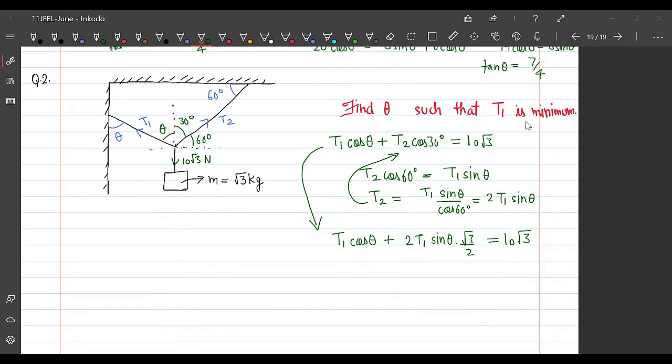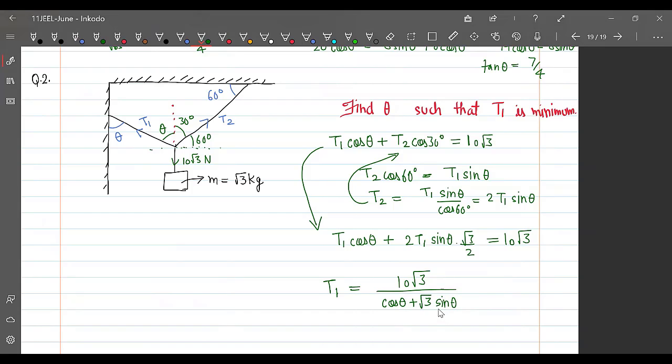Bad network connection today. Anyways, so T1 cos theta, I have put T2 here. So T1 cos theta plus 2 T1 sine theta, putting T2 here into cos 30, that is root 3 by 2, equals 10 root 3. From here, I can write my T1 as, T2 cancel. So this will come out to be 10 root 3 divided by cos theta plus root 3 sine theta.